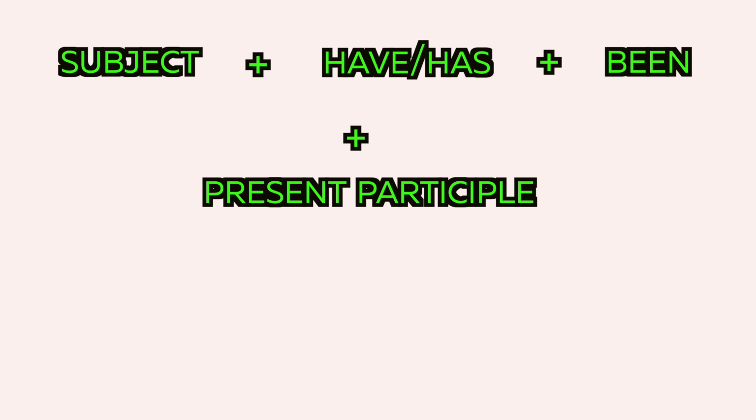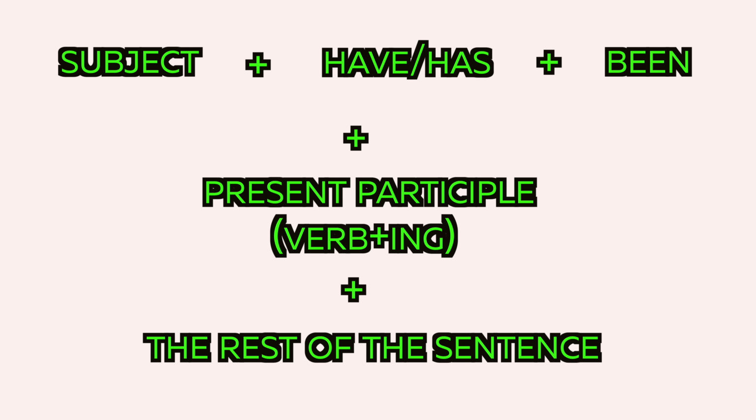The present perfect continuous tense can be formed by following the formula: subject plus have or has plus been plus the present participle, your verb and ing, plus the rest of your sentence. Let's look at some uses for the present perfect continuous tense with examples.